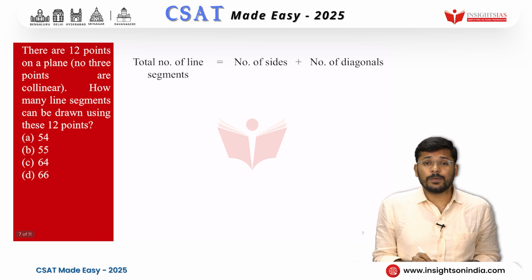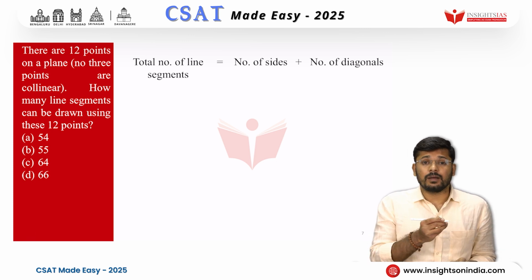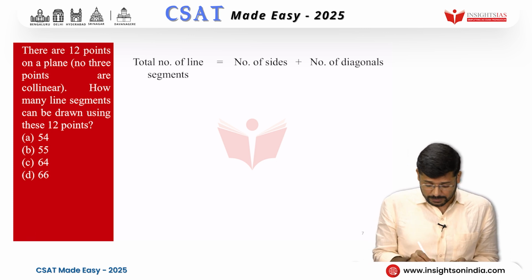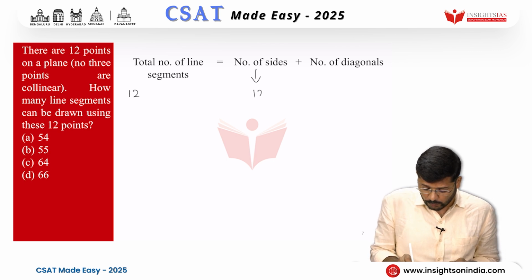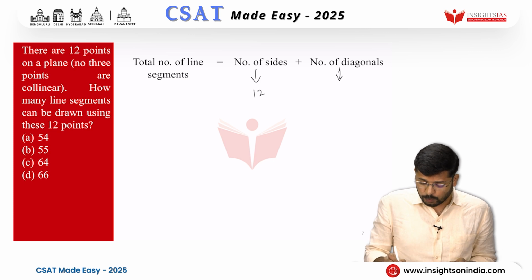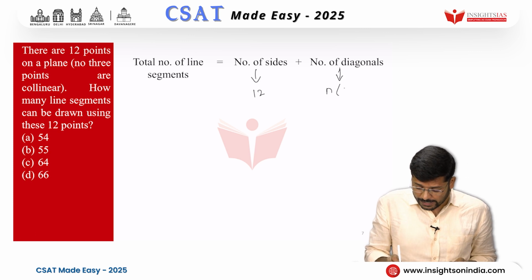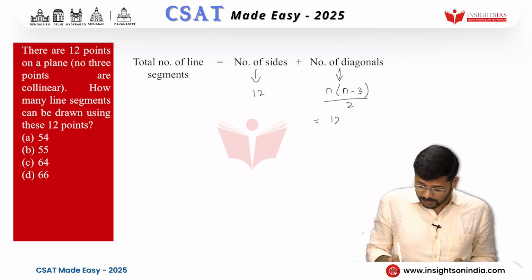Now they have told us that there are 12 points. So how many lines are possible to make a polygon? That would be 12, right? So the number of sides would be 12. Then how many diagonals are possible? That would be n into n minus 3 divided by 2. So what is the value of n here? The value of n is 12.